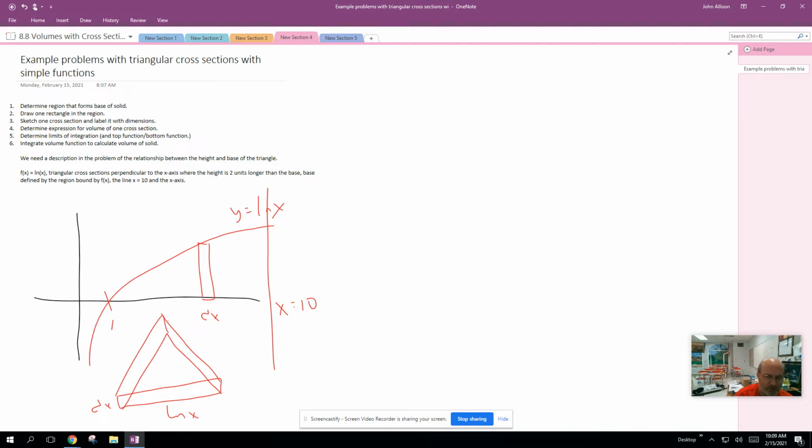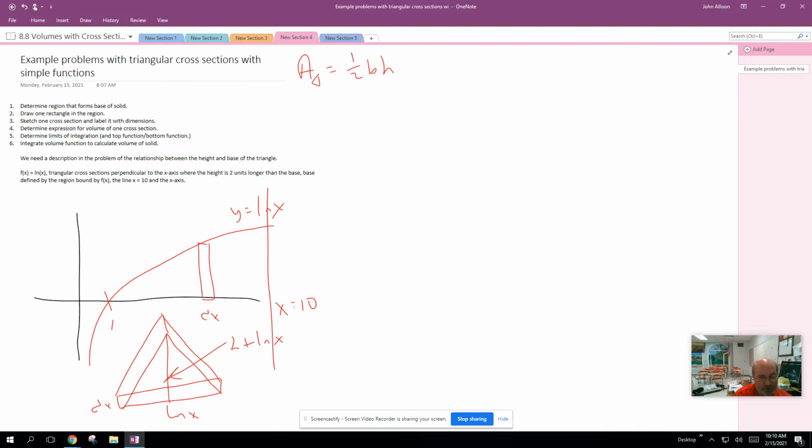This is what a triangular cross section would be. Recall that it also tells us that the height of the triangle is 2 units longer than the base. This is going to be 2 plus ln x. That's the height. Recall that the area of a triangle is equal to 1/2 base times height.